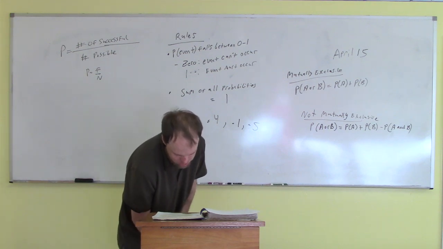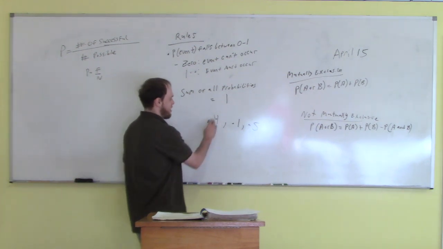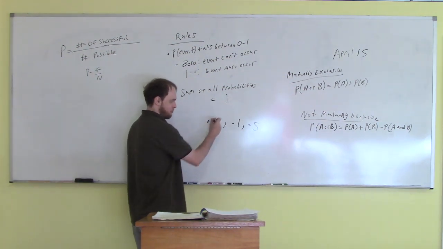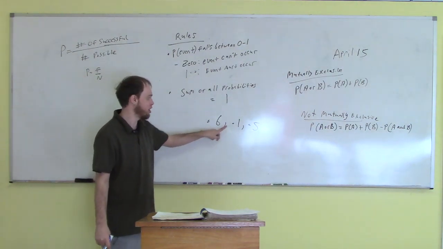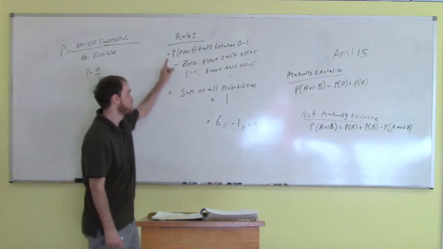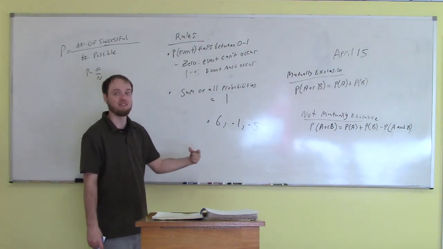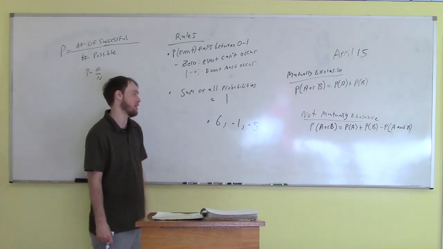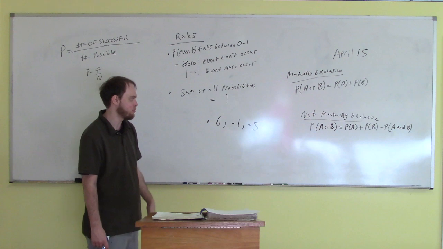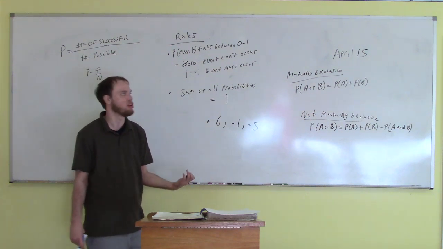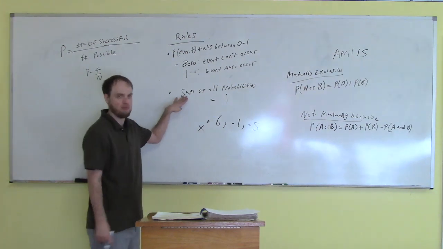So a couple ways you could end up not getting probabilities that work. For example, if I change this to 0.6, same problem. 0.6 is between 0 and 1, 0.1 is, and 0.5 is, so it checks this first part. However, when I add 0.6, 0.1, and 0.5, I end up with a number greater than 1. I get 7 plus 5, 12, 1.2. And so since 1.2 is bigger than 1, that would mean that is not valid because it doesn't satisfy that second rule.